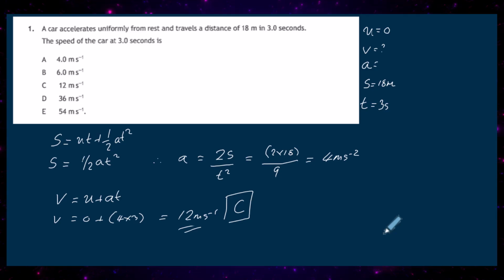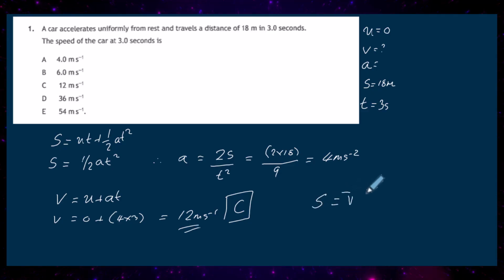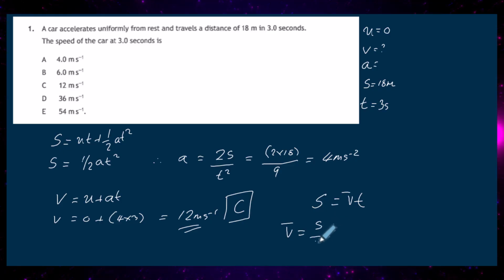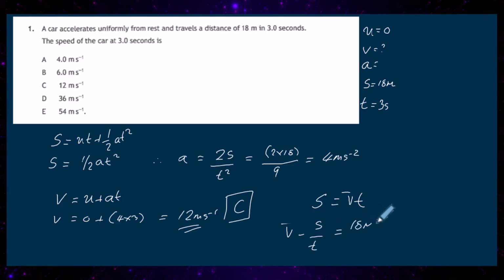Now, there's another way we can do this question, and that's to do with the average velocity. We can say that the displacement s is equal to the average velocity times the time. So we can find the average velocity quite simply. The average velocity is going to be equal to the displacement divided by the time. So it's going to be equal to 18 metres, that's the displacement, divided by the time, which is 3 seconds. So we've got an average velocity of 6 metres per second.